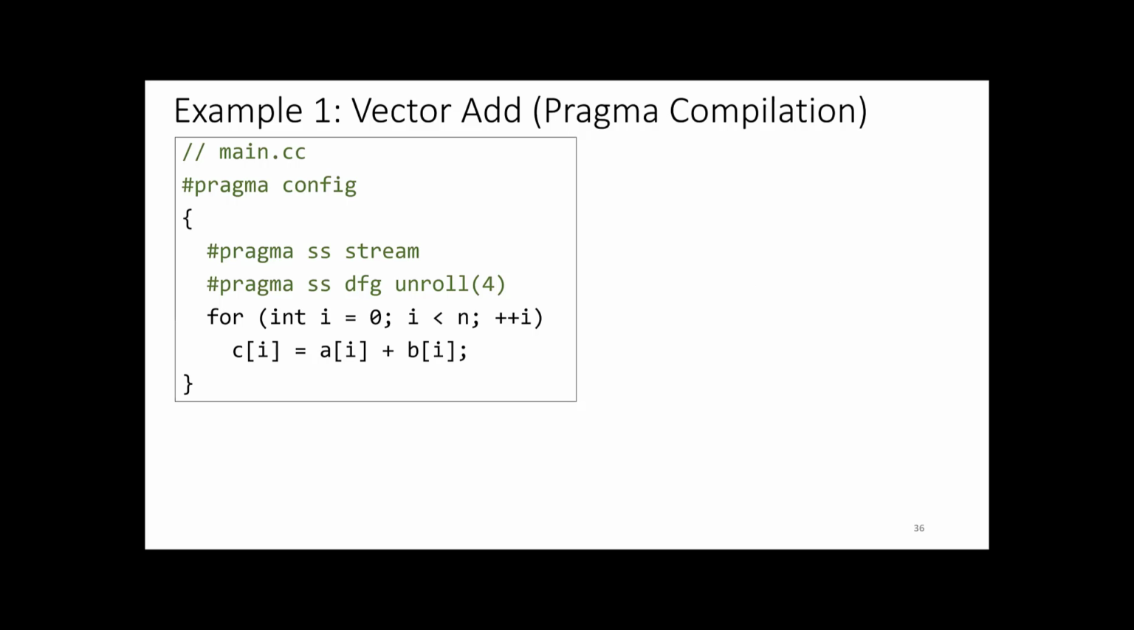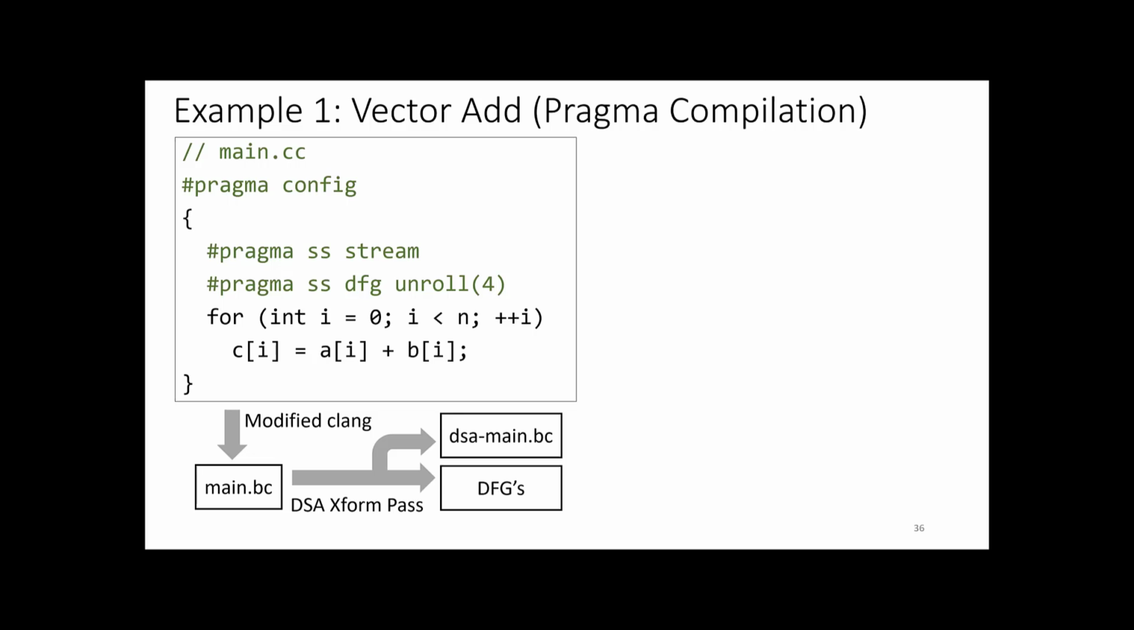After annotating this piece of program, what this program will undergo to become an executable binary is something like this. First, it's parsed by our modified clang so that this additional information will be encoded in metadata in the IR body. And this IR body will be fed to a specialized transformation pass to decouple the computation and the memory access and encode the memory access into intrinsics.